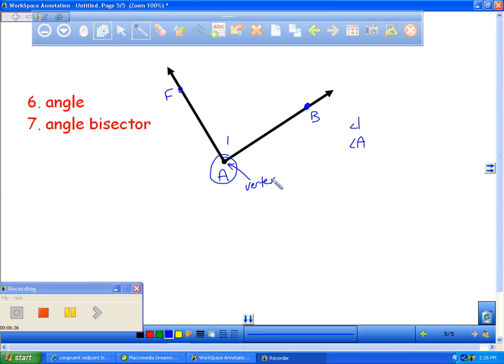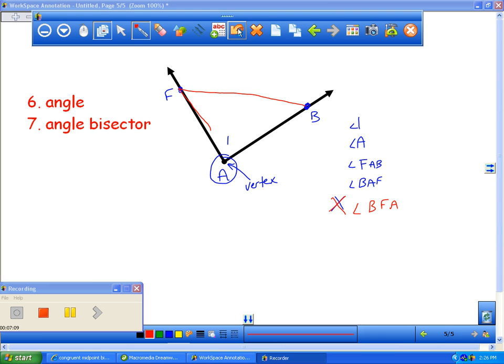This point is called the vertex, so I have to be sure to call the angle by its vertex. I can either call it angle 1, or angle A by its vertex, or I can call it angle FAB, or angle BAF. What I cannot call it, and I'll write it in red so that you understand, is angle BFA. Angle BFA exists, but that would be talking about some sort of angle where F is the vertex, and it would be over here, not there. So that is how you call an angle.